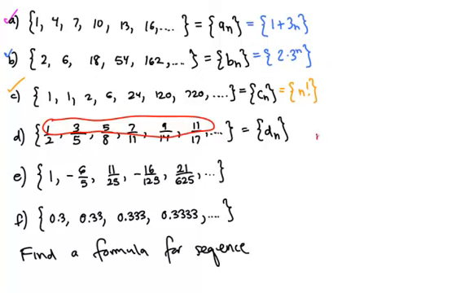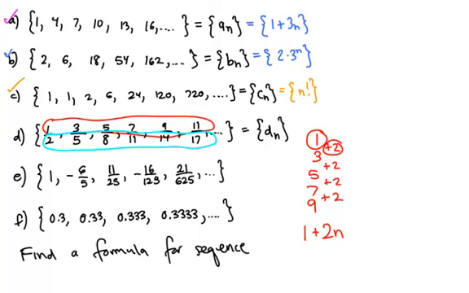1, 3, 5, 7, 9. They're going up by 2 each time. Since they're going up by 2 each time, that makes them an arithmetic sequence. And so the formula for any arithmetic sequence is the starting value, 1, plus the common addend times n. So each one of these numerators takes the form 1 plus 2n. But what about the denominators?